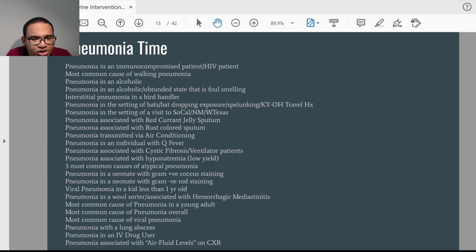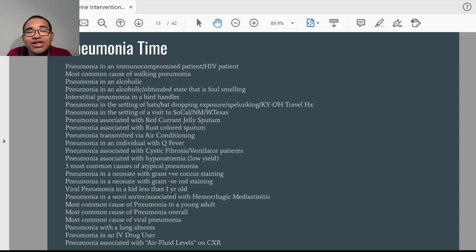So let's go through these, I think like 30 pneumonia vignettes, right? If you know this list, you'll probably be able to answer most bug causes of pneumonia on any USMLE exam you ever take, right? So if they give you a question about pneumonia in an immunocompromised patient or a HIV patient, what bug are you thinking about? I hope you're thinking about Pneumocystis jirovecii.